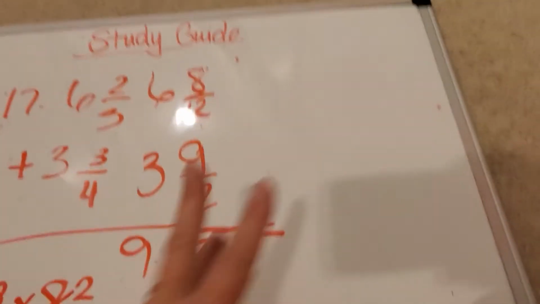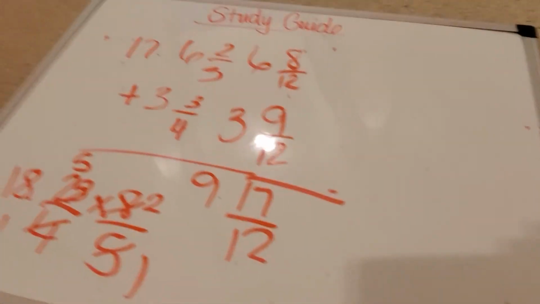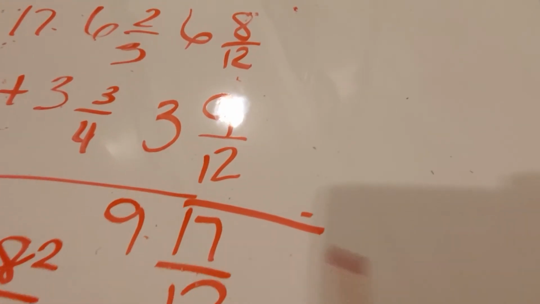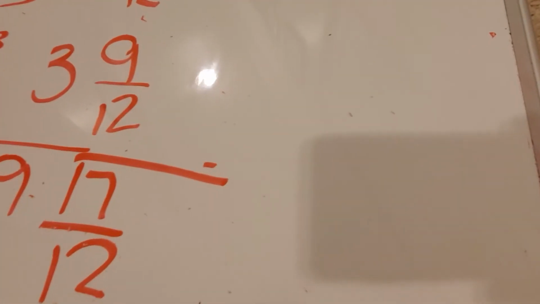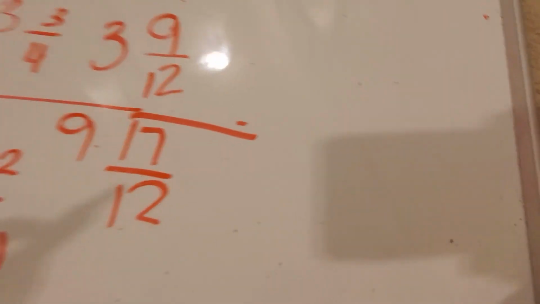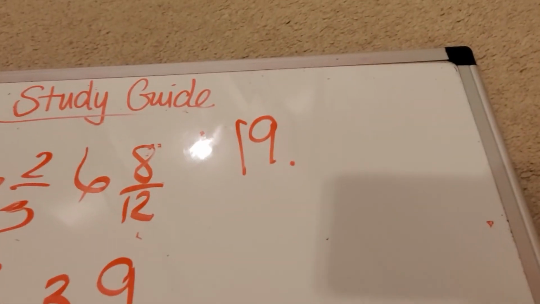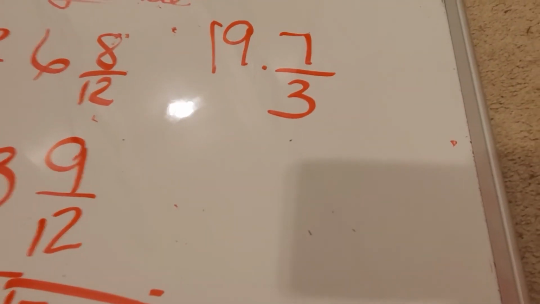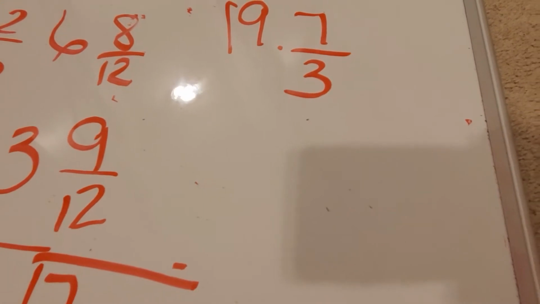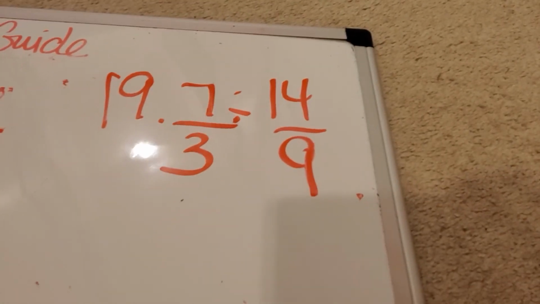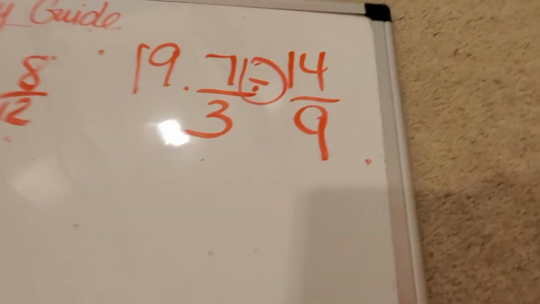19. Again, these are things that you learn mainly with Miss Knox if you had, or 4th grade here, but if not with Miss Allen in 5th grade. So it should be like just automatic when you have some of these. 19, again, you're making them improper. The only difference here is you're going to have to flip the second number. So you're going to have 7 thirds, and then you're going to have divided by 14 ninths. Okay? But it's division, so I have to flip that second number.